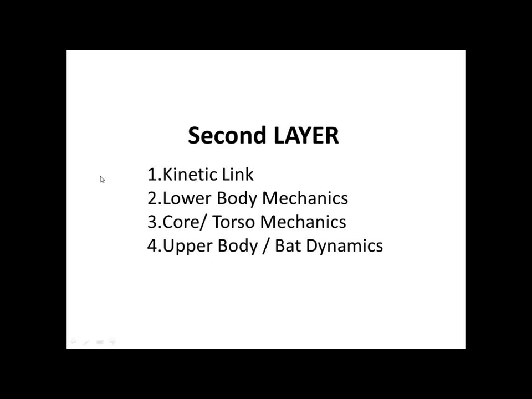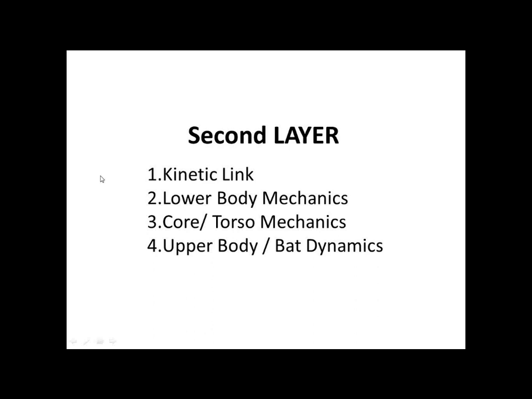So we're going to look at things like kinetic link, and I'm going to explain this a little bit today, but I'm really going to get into it in the weeks to come, where we talk about some very specific areas. In that second layer, we're going to talk about kinetic link, which is your sequencing of body segment speeds and creating power. So it's essentially your power generation process. We're going to talk about how that's being performed. That's probably our number one second layer point of evaluation.